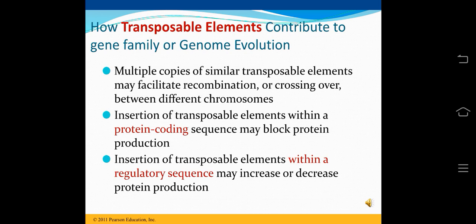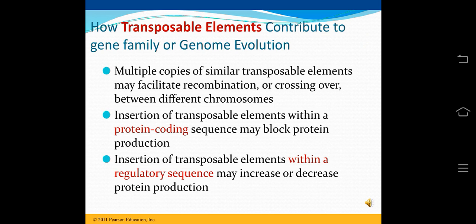So how do transposable elements contribute to gene family or genome evolution? Multiple copies of similar transposable elements may facilitate recombination or crossing over between different chromosomes. Insertion of transposable elements within a protein coding sequence may block protein production. Insertion of transposable elements within a regulatory sequence may increase or decrease protein production.